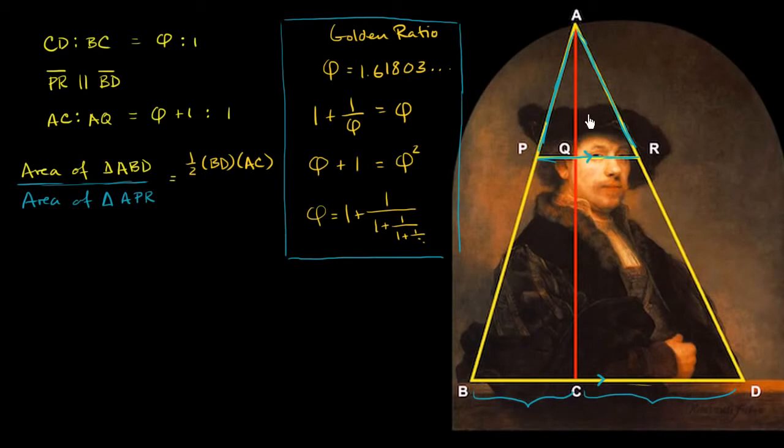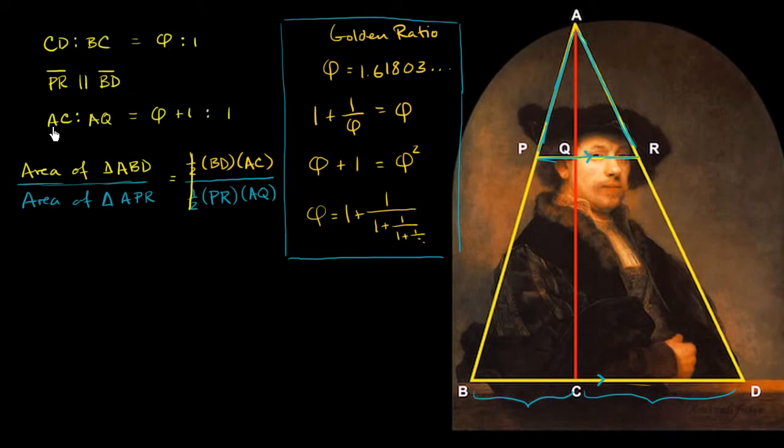1/2 base times height. Now what's the area of triangle APR? Well, it's going to be 1/2 times the length of our base, which is segment PR, times the height, which is segment AQ. So the length of segment AQ. So how can we simplify this a little bit? Well, we could divide the 1/2 by the 1/2. Those two cancel out.